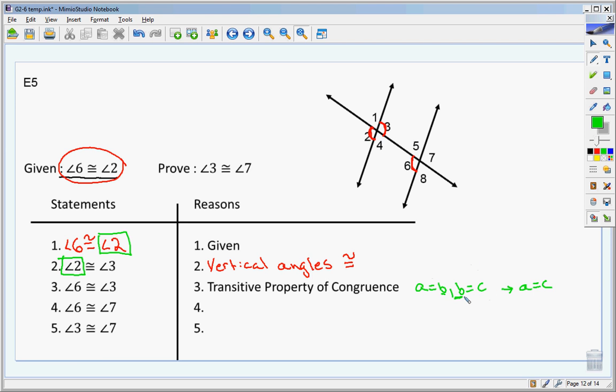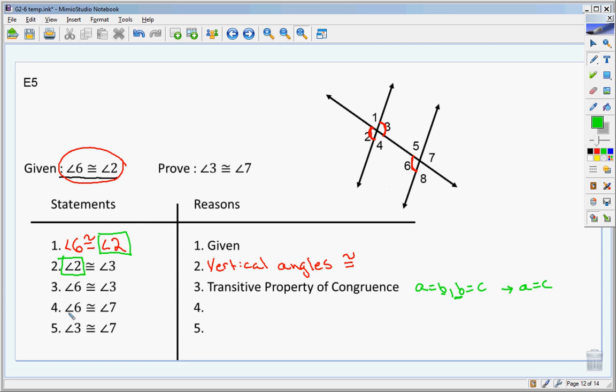What other property might I have used here that would also work, but this one's better? Does anybody know? You used it in your assignment last night, or a week ago, I should say. Substitution would work, but transitive is the better choice in this case. So, I'm going to mark angle 6 is congruent to angle 3. It's already marked. You can see they both have 1 mark on it.